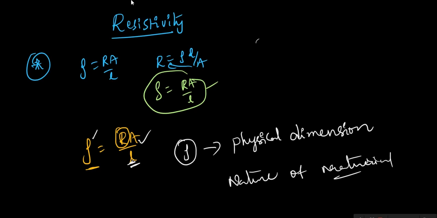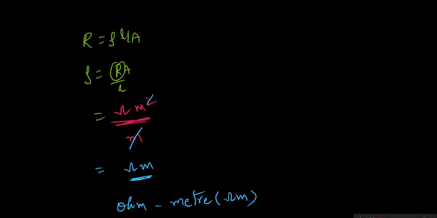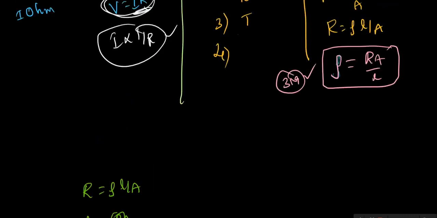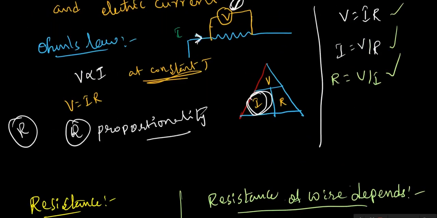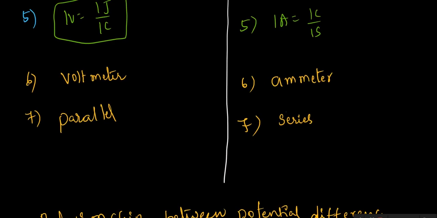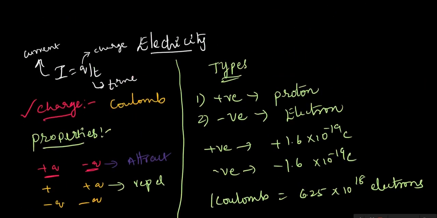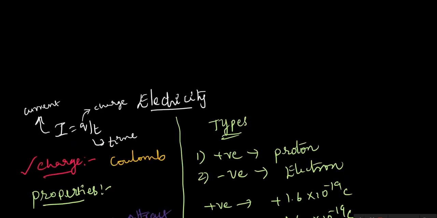So this is about resistivity. Once again, the SI unit of resistivity is ohm meter. Here we discussed what resistance depends on and the factors, then Ohm's law, potential difference and electric current. So this is about our electricity topic.